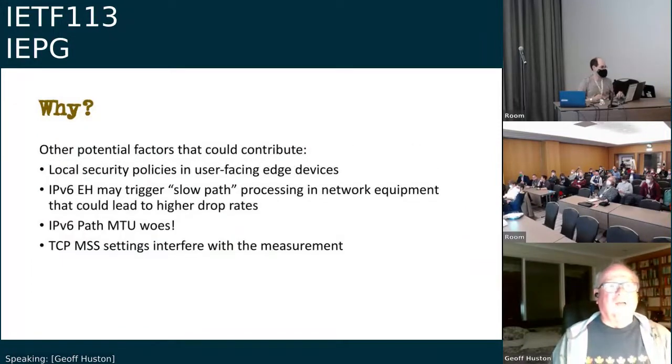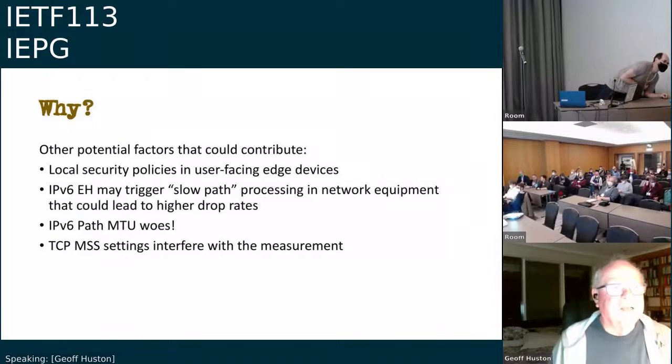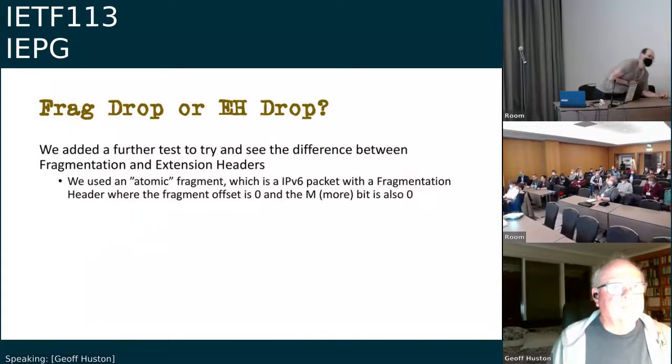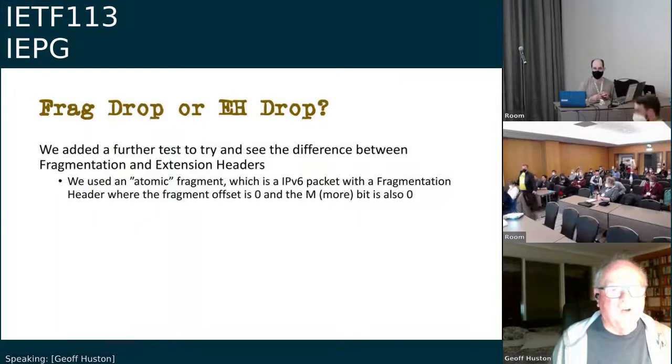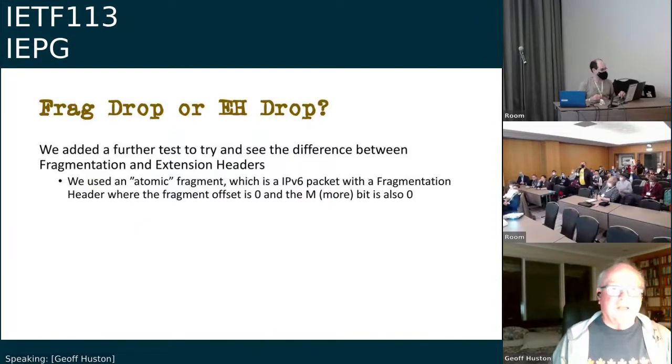So again, why is this happening? Local security policies, slow path processing, you can read this as well as I can. Is this fragmentation drop because we're fragmenting? Is it because the extension header in the packet exists and it's dropping because of that? So the first way we tried to answer this was actually bring up the null header.